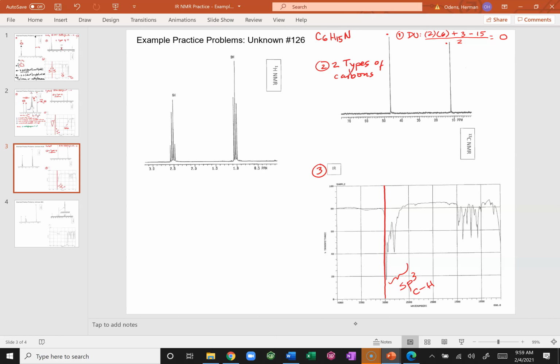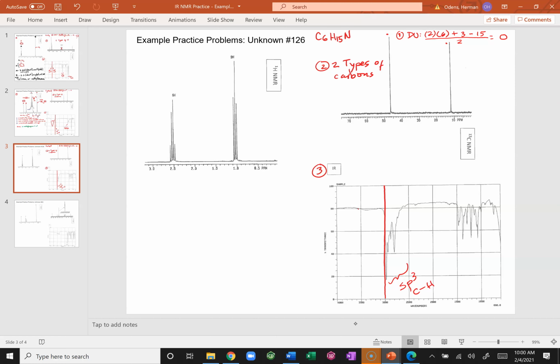What about the fingerprint region? Does it tell me anything? No, it doesn't tell me anything. That is just its fingerprint. It has 1, 2, 3, 4, 5, 6, 7 peaks, but that's inherent to that compound. All right, that's all I can assign. So I have an amine that is tri-substituted. Exactly right. There's nothing here.